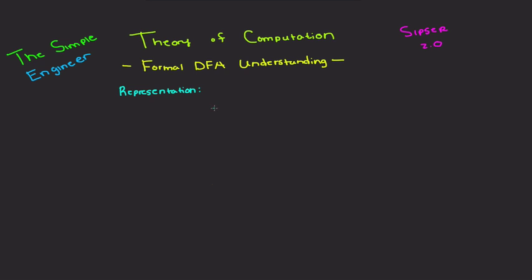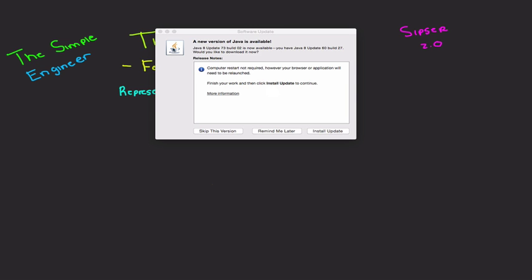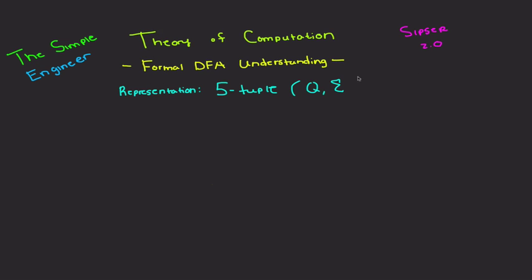So what we say is, a finite automata, or a DFA, a deterministic finite automata, is represented by a five-tuple that contains the following. It contains Q, sigma, delta, we have Q naught, and we have F. So what we're going to do is break this down into the five different components clearly so you can understand what each of these mean.